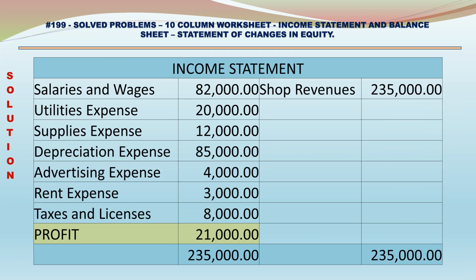1,139,500. Income statement. On the credit side, shop revenues 235,000. On the debit side, salaries and wages 82,000, utilities expense 20,000, supplies expense 12,000, depreciation expense 85,000, advertising expense 4,000, rent expense 3,000, taxes and licenses 8,000, profit 21,000, total 235,000.